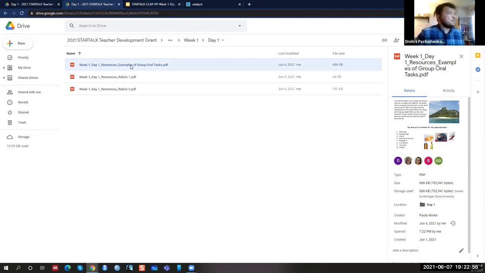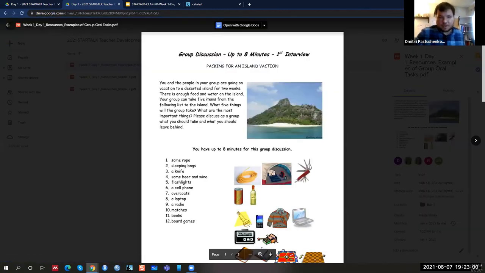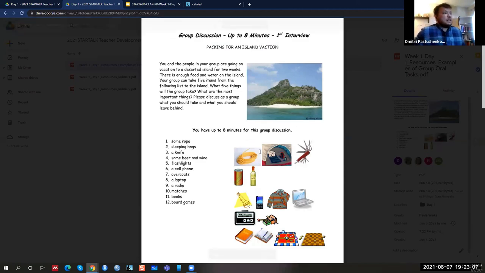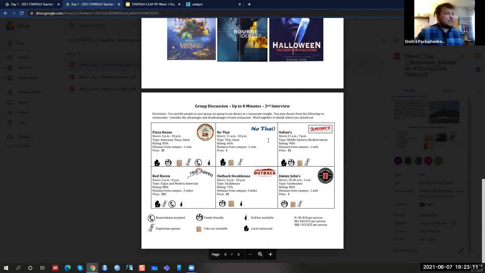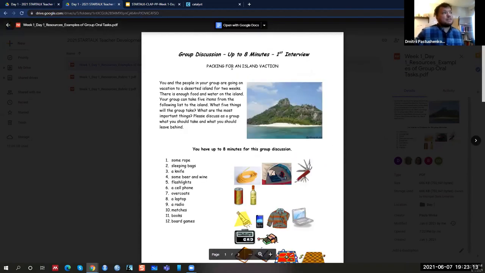So let's start with the group tasks. All of them are fun, first of all, and all of them are consensus tasks. You have a consensus task about movies, about restaurants, and about packing for an island vacation. I don't know about you, but that's what I need right now, an island vacation.